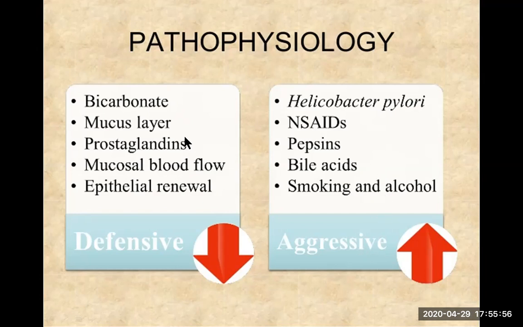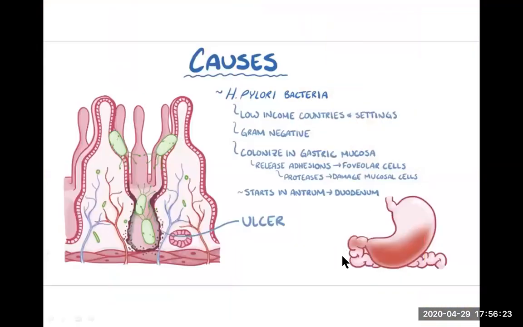So whenever there is a reduced defensive mechanism and an increased aggressive mechanism, that will lead to the formation of the peptic ulcer. Usually our body has a normal balance between gastric acid secretion and mucosal defense. So whenever there is an imbalance between the defensive and aggressive mechanisms, we get the ulcers.